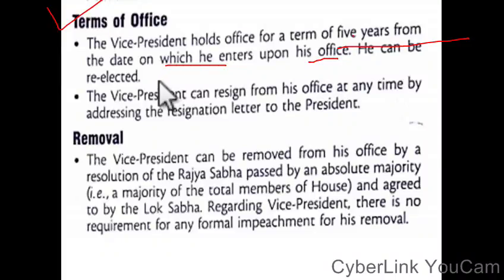He can be re-elected. The vice president can resign from his office at any time by addressing the resignation letter to the president.